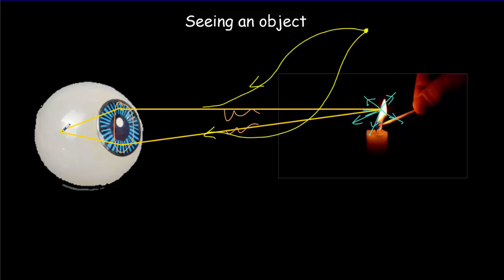The brain is not going to map this point on the retina to this point in space. It's still going to map this point on the retina to this point in space, because the brain builds the image based on the idea that all the rays coming into the iris were traveling in a straight line.